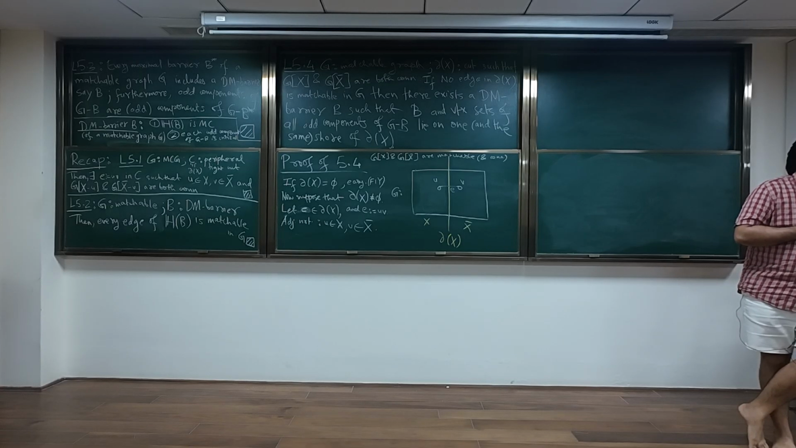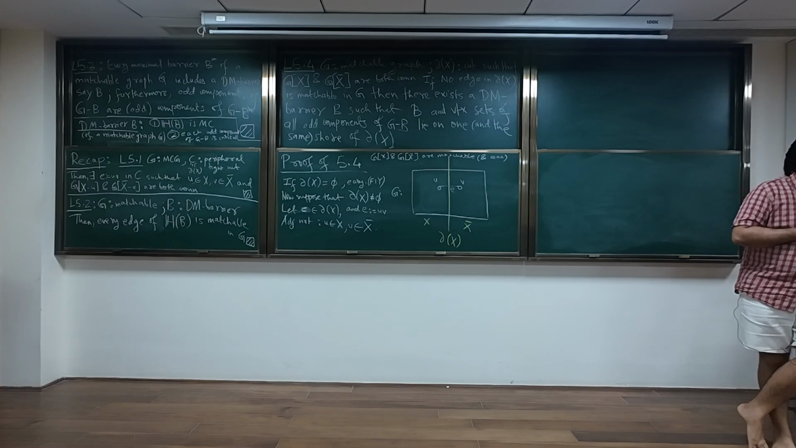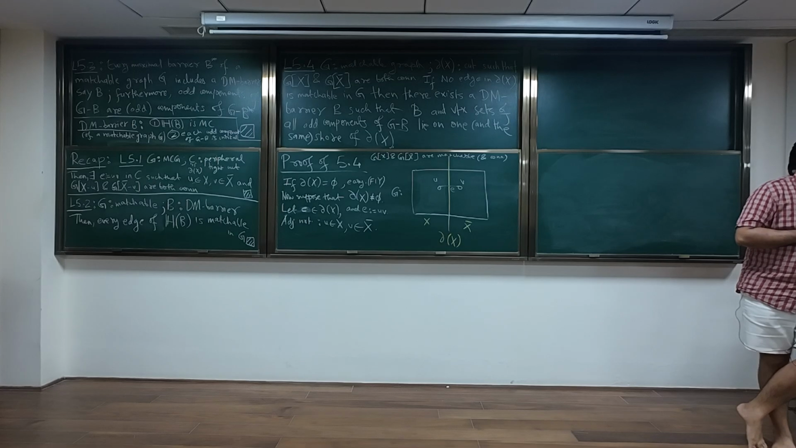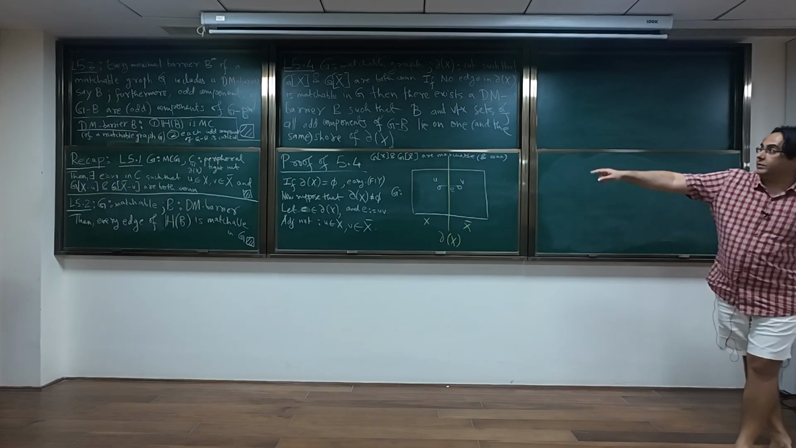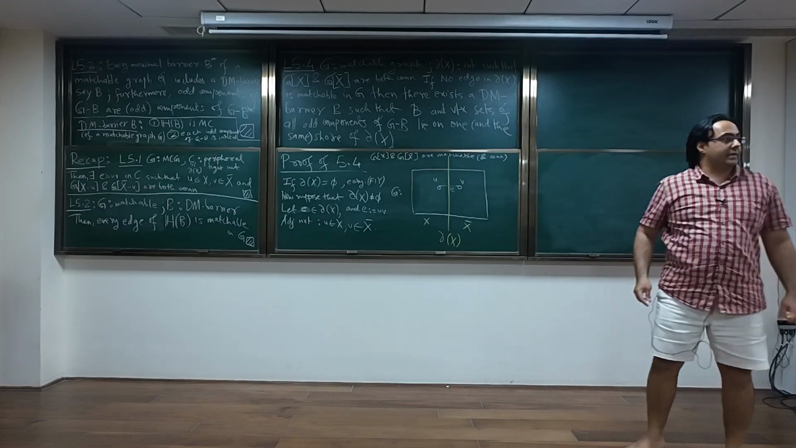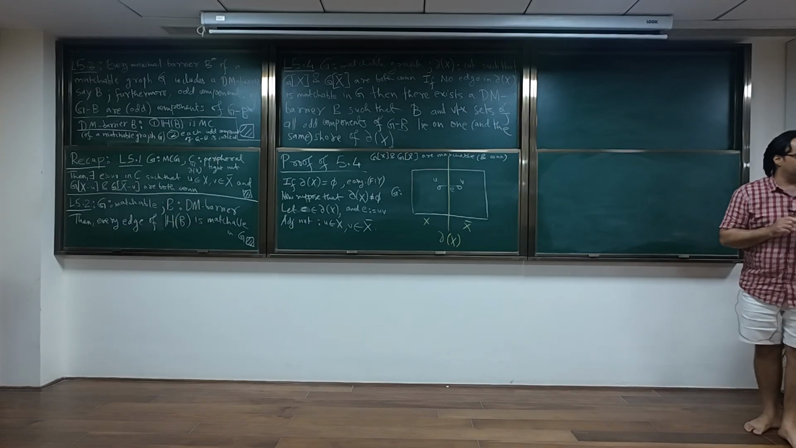So we will do what we normally do. We will take a barrier containing the two ends of this edge. Right? It's unmatchable, so there is a barrier containing both ends. So therefore there is a maximal barrier containing both ends, because we want to use Lemma 5.3, which says that inside a maximal barrier you can find a Dulmage-Mendelsohn barrier.